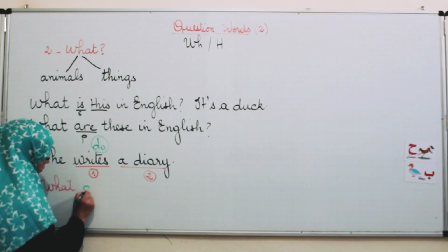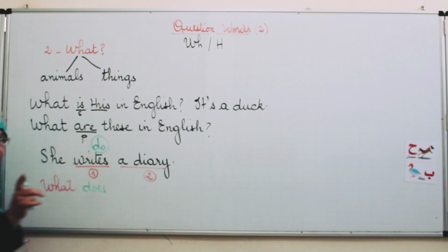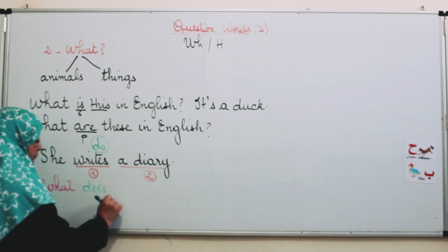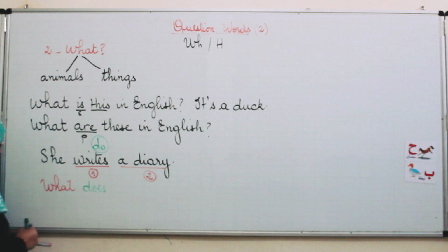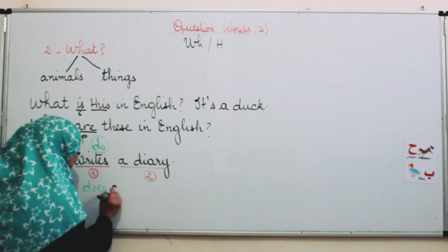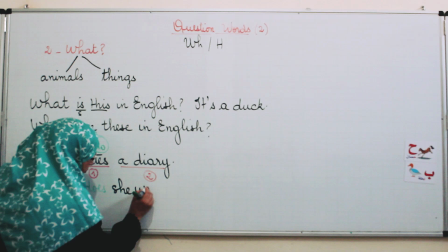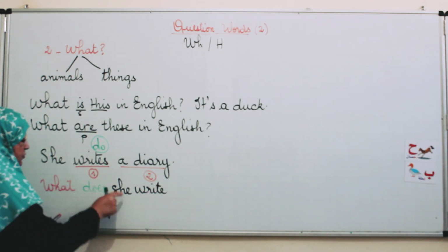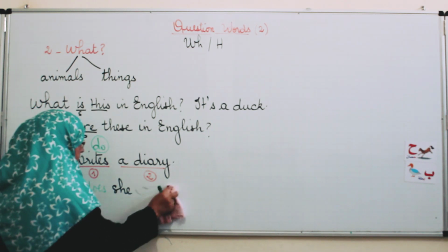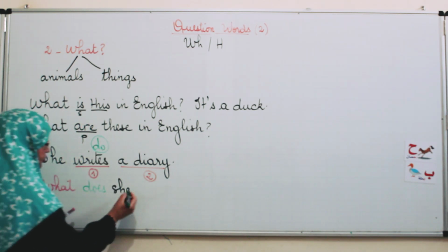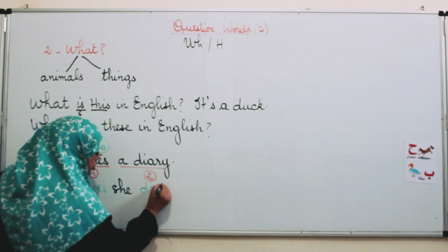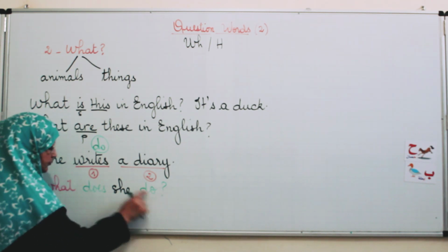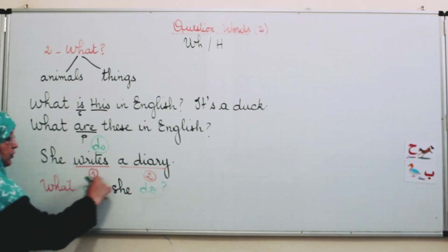What does. Remember that in the question we have to write 3 elements, auxiliary, subject, and verb infinitive form. What does she write? Sorry. What does she, the first one. What does she do? Not write, sorry. What does she do? She writes a diary. What does she do? We don't know the action.